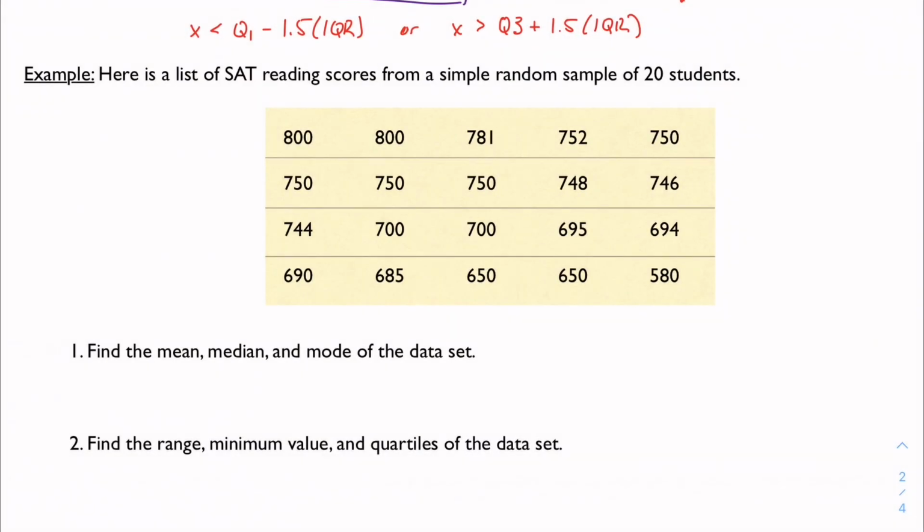So we've talked about the basics. We've actually discussed what all these statistical measures mean. Let's actually put them to work here. So here's an example of a list of 20 students' SAT reading scores that I just made up completely randomly.